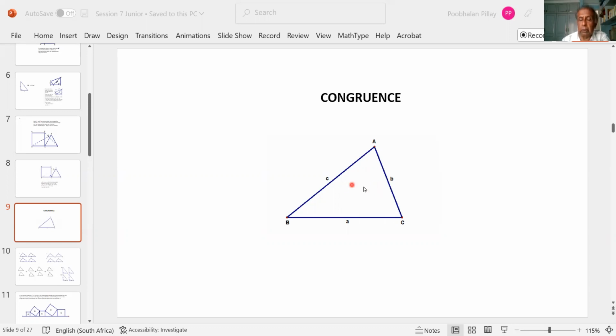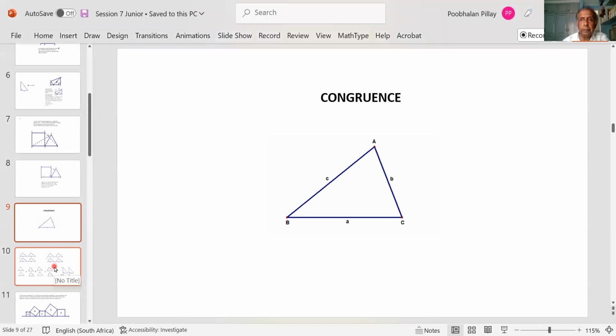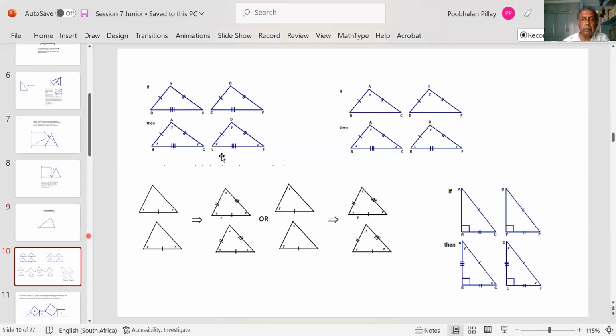So the question is now, which 3 numbers must be known in order to, what we say, determine the triangle completely? In other words, that from those, the triangle is completely known, right? Okay. So let me just go to the next slide. Okay, there are several cases.